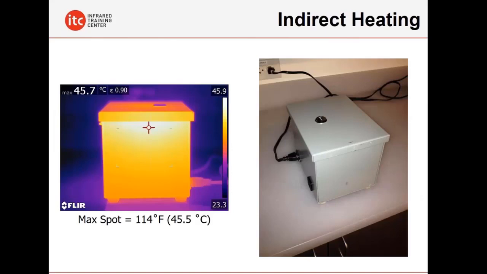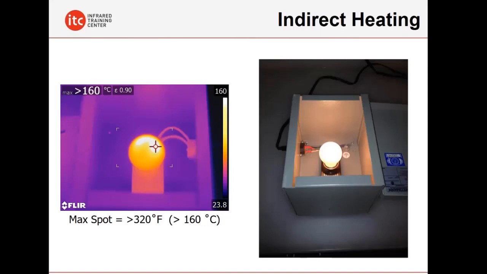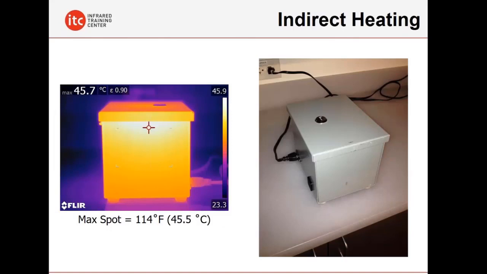And then there's the misconception that we can see through things. We can look through walls or look through metal panels. And that, unfortunately, is not true. This is a metal box lab that we use in our level 1 training classes. There's an incandescent light bulb on the inside. On the outside, it's only 114 degrees. And when you open up the box and look inside at the light bulb, you know it's over 320 degrees. And that 320 degrees is not showing up on the outside.